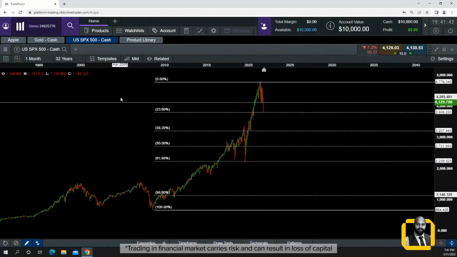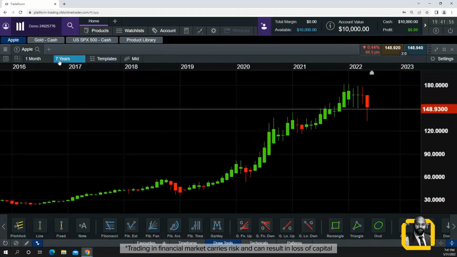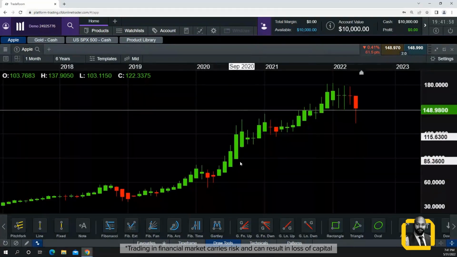Perfect. Now, I think everything on Fibonacci is clear. Let's look at something we can do on short-term trading. What I showed you was on a monthly chart. Let's say I showed you the chart of Apple on a monthly time frame. That means we are looking at a longer time frame.